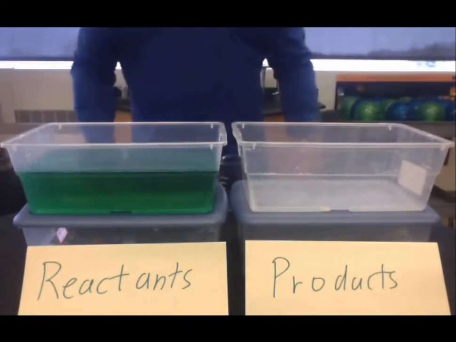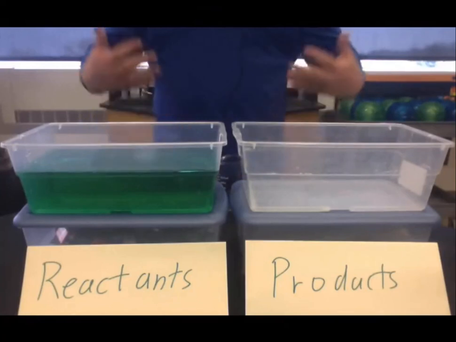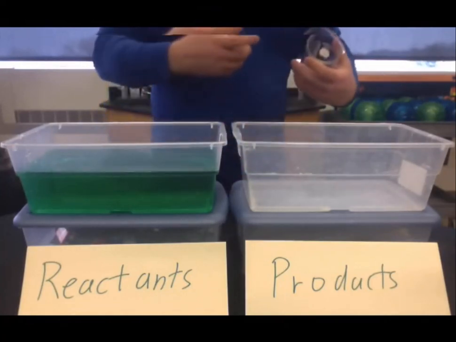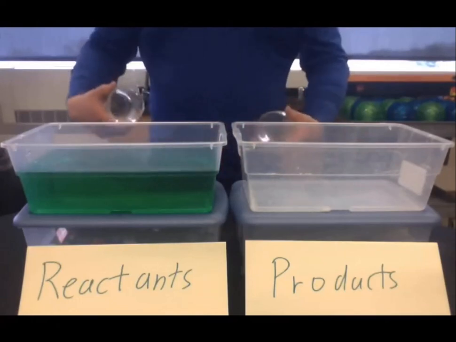When you have a reversible reaction, or a reaction that has to reach equilibrium, what happens is as soon as you start making product, that product also starts making reactant.